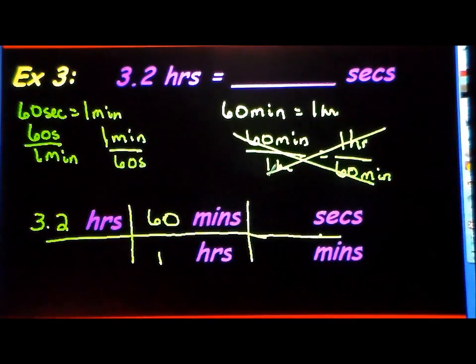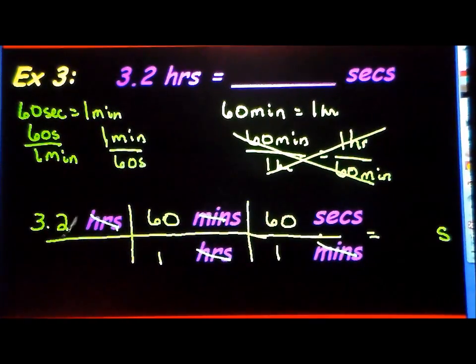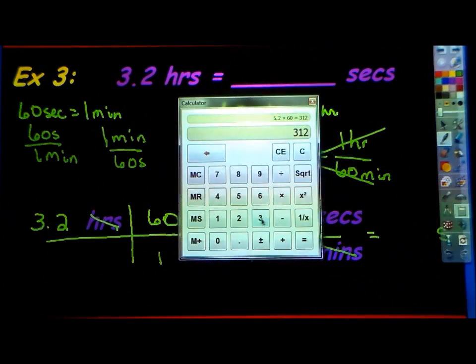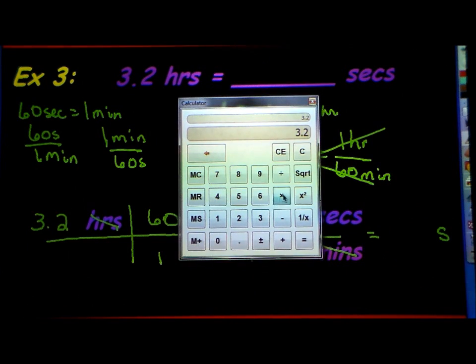I can't use them again. And so then I look over to here, and I want the one that has seconds on top with minutes on bottom. So again, it's going to be 60 over 1. And when I'm done, because minutes are gone and hours are gone, I should be left with seconds. And because this has 2 digits, I'm going to need 2 significant figures in my answer. So let's pull up our calculator. We have 3.2 times 60 times 60.